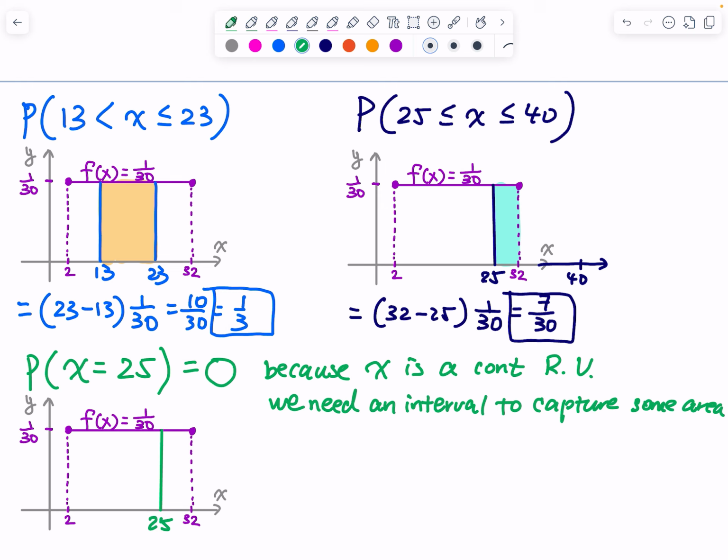In the previous two problems, I had two cuts: for the blue, 13 and 23, and for the one on the right, 25 and 32. I have some area. If you just make one cut, then you get no area, and the probability is equal to 0, because with one number, you are not able to capture any area under this line from one point to another point.